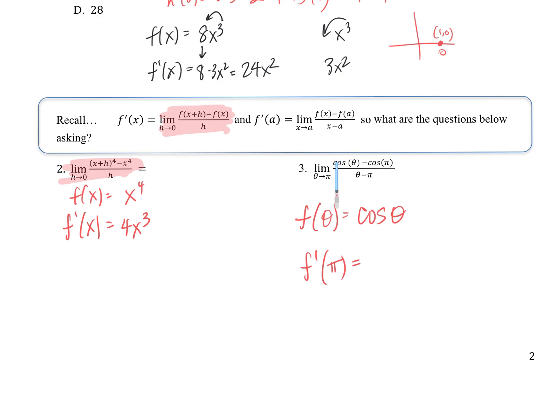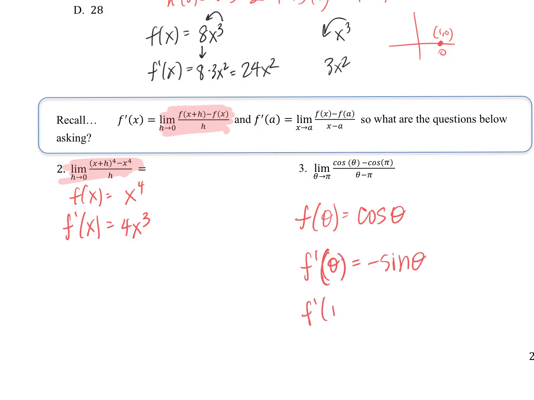It was right there. Then they want to know, all right, well, what's that derivative? So sorry, I should go find the derivative, first of all, with just respect to theta, and then I'll plug my pi in. You guys, we got to look back at our chart. What's the derivative of cosine? Negative sine.